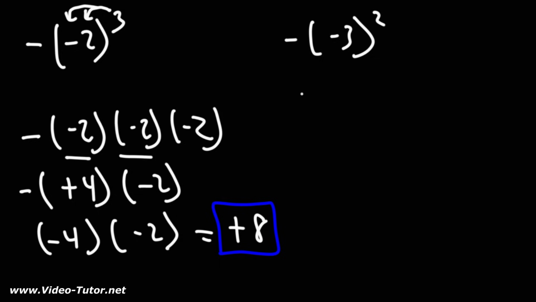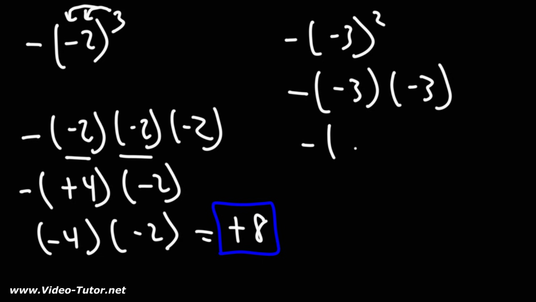For the second, we have a negative sign, and we're multiplying two negative 3's. Negative 3 times negative 3 is positive 9. Times the negative on the outside, we get negative 9. So that's going to be the answer.